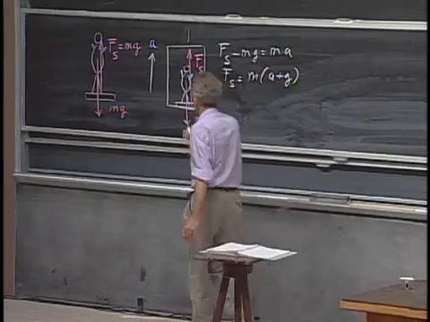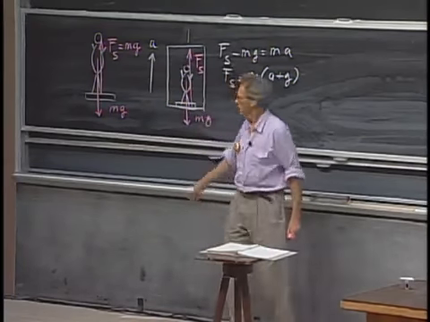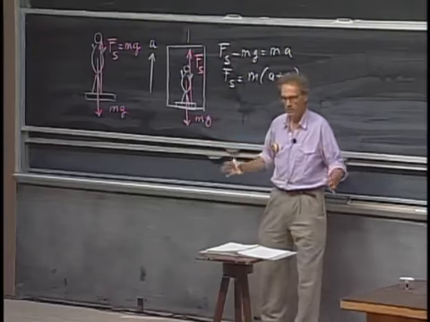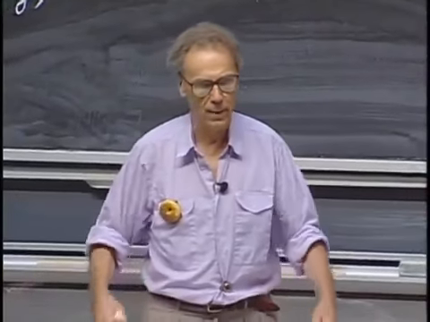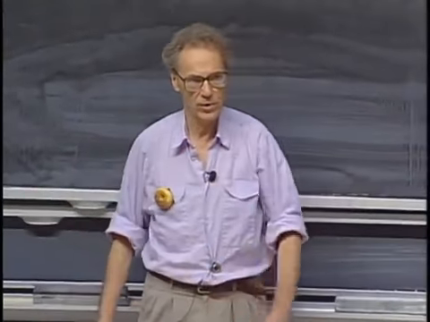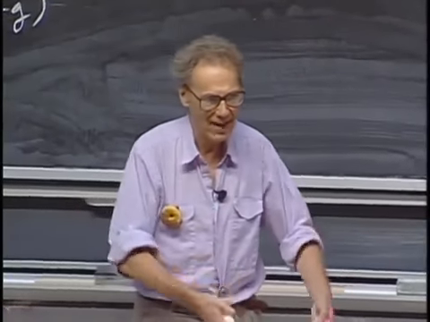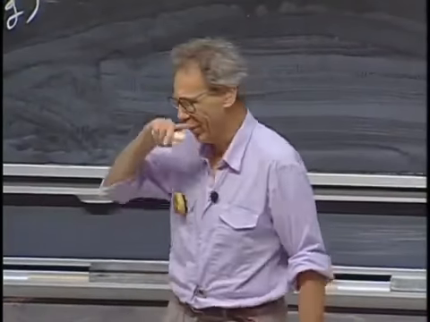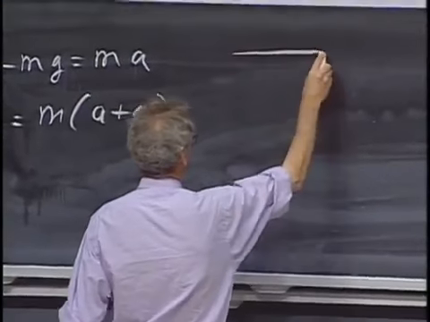If I accelerate upwards with 30 meters per second squared, 30 plus 10 is 40. I'm 4 times my normal weight. Instead of my 165 pounds, I would weigh close to 700 pounds. I see that. Seeing is believing. That is my weight.